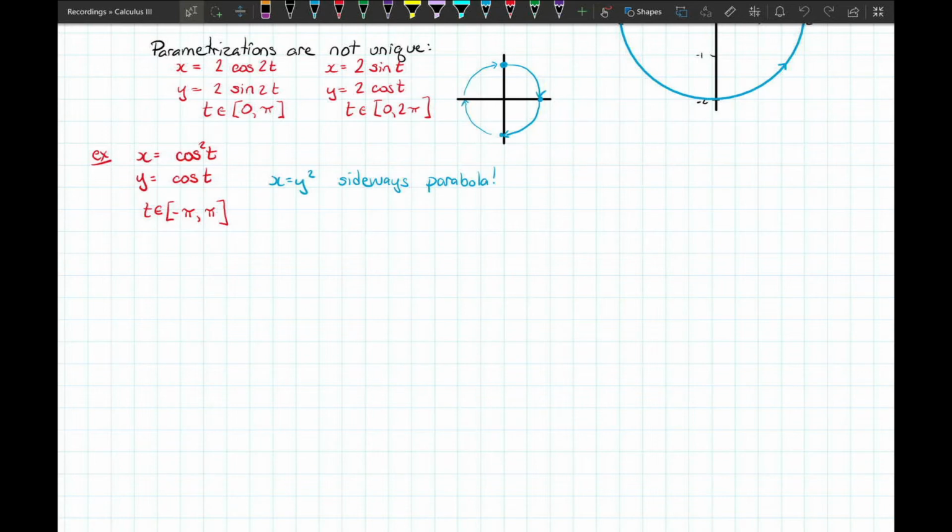If we want to do a quick table of values, we can see that when t is equal to negative pi, x is 1 and y is negative 1.